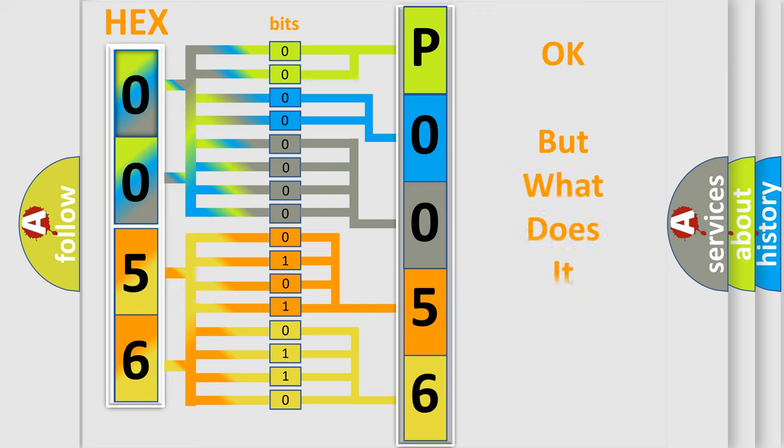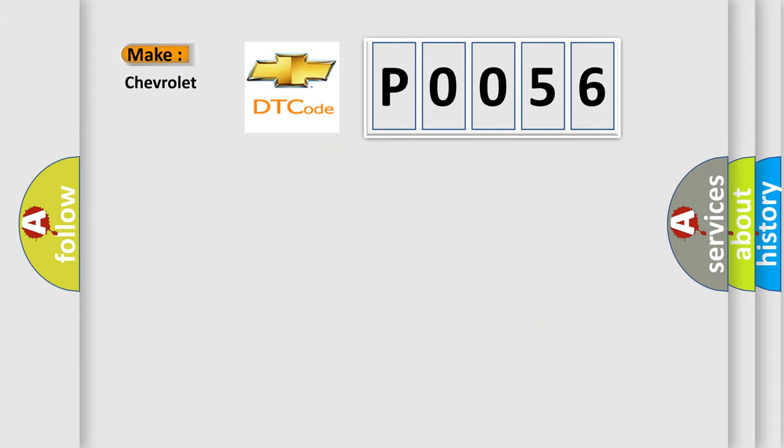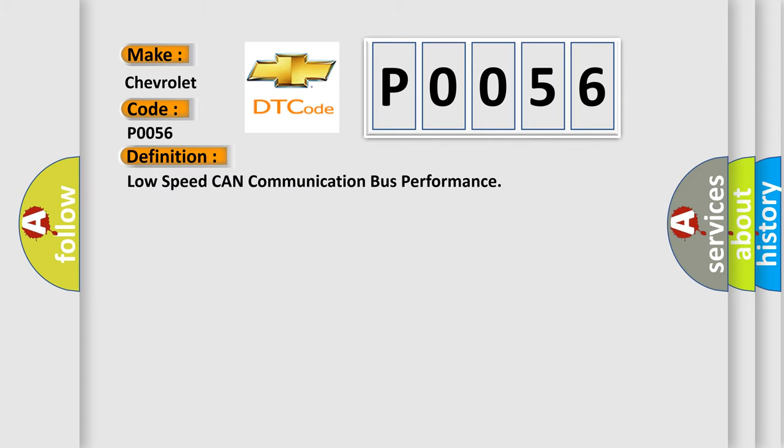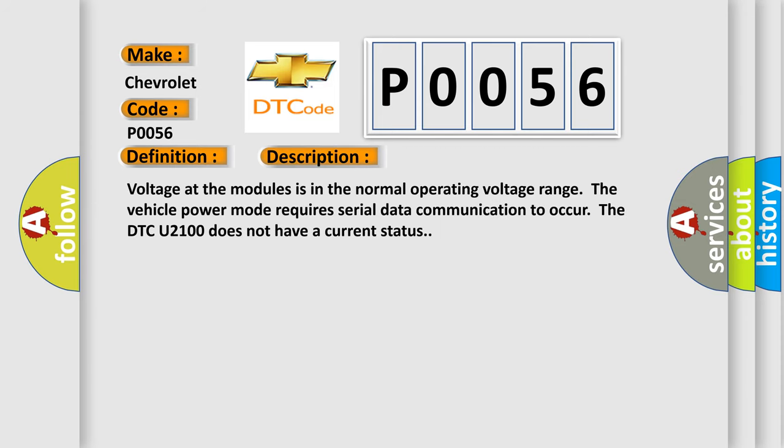The number itself does not make sense to us if we cannot assign information to what it actually expresses. So, what does the diagnostic trouble code P0056 specifically mean for Chevrolet? The basic definition is low speed CAN communication bus performance. And now this is a short description of this DTC code.